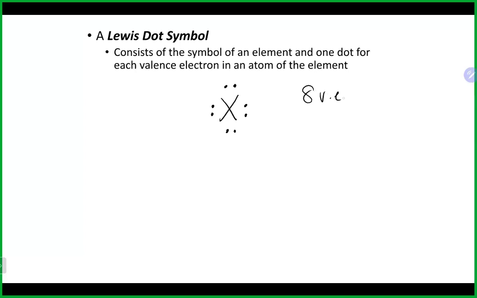8 valence electrons. 8 is a magical number in bonding because who on the periodic table has 8 valence electrons? The noble gases. That is really the purpose of all bonding, both ionic bonding and covalent bonding, for everybody to achieve the same electron configuration as the noble gases, which, as we just talked about, is pretty much 8 for everybody except helium, which is 2.